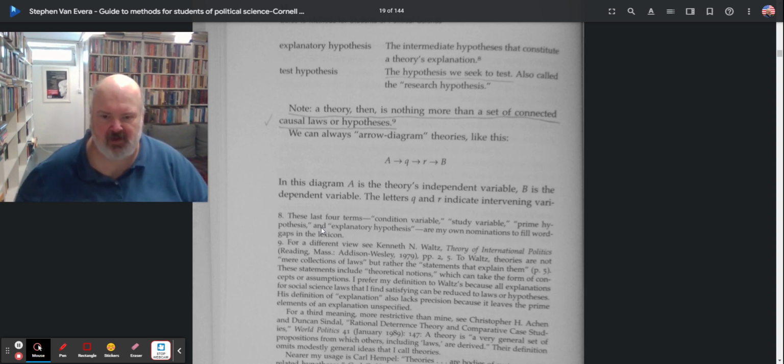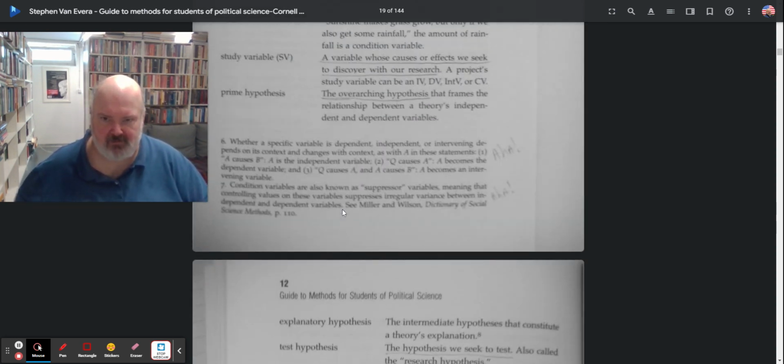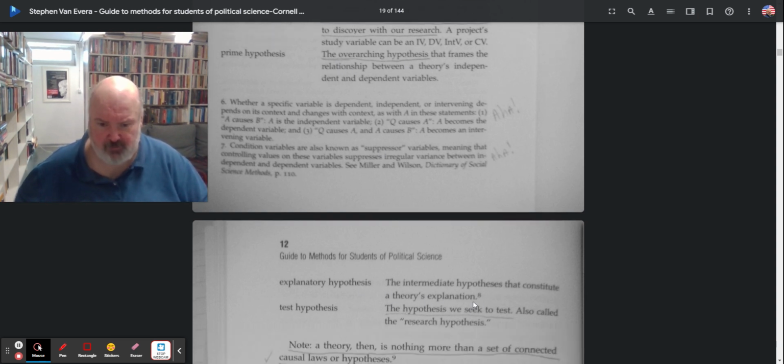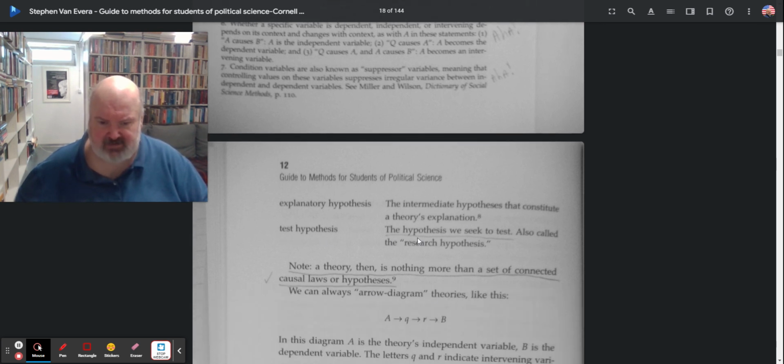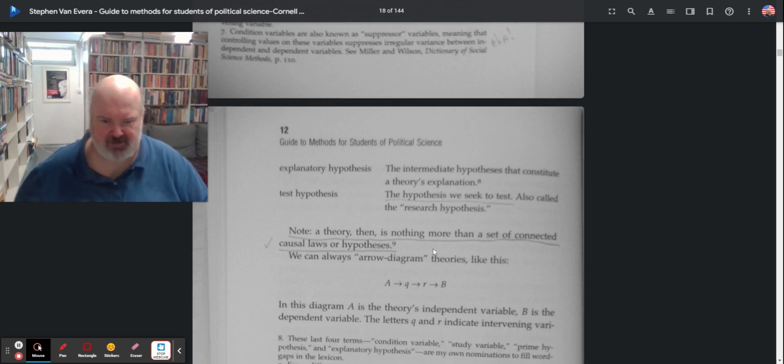In other words, the prime hypothesis studies this, is the main overarching one. The explanation explains why the intermediate hypothesis concludes the theory's explanation. And a test hypothesis is the hypothesis we test. It's also the research hypothesis, right?